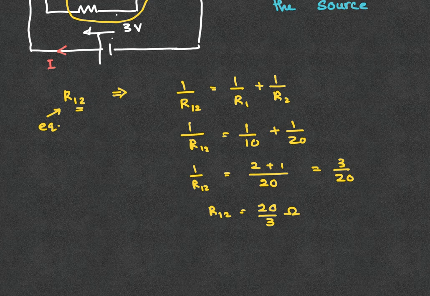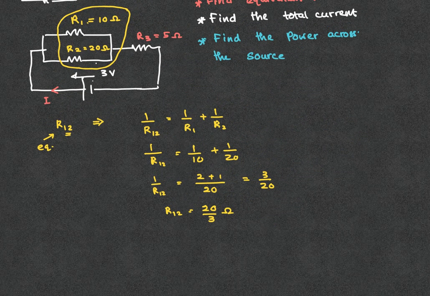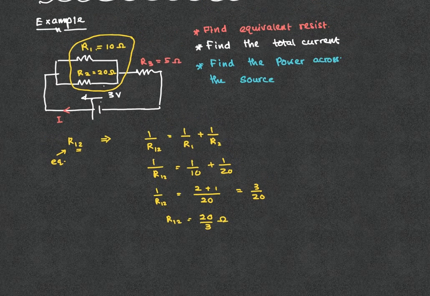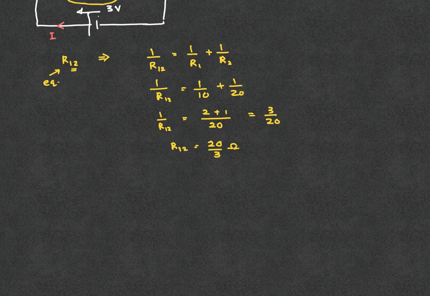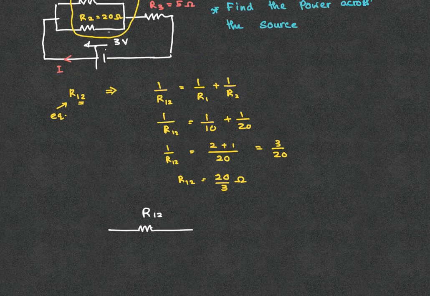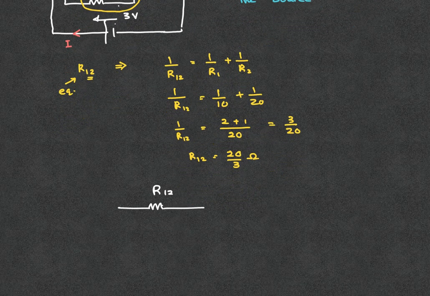Now that we have the equivalent of R1 and R2, I am going to use that and redraw the circuit. When I redraw the circuit, I am not going to draw the parallel setup. Instead, I am going to call the two parallel resistors R12, and the rest of the circuit goes as normal. So here you have R3 and the source has a voltage of 3 volts, and that's that.